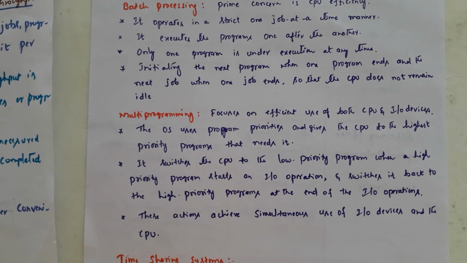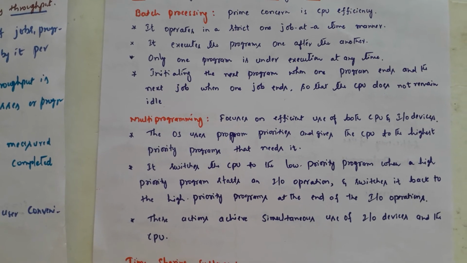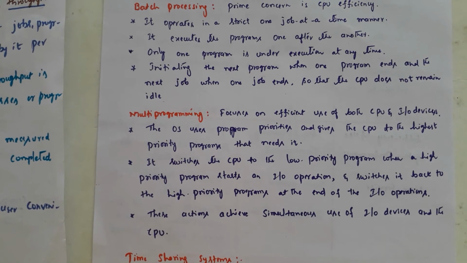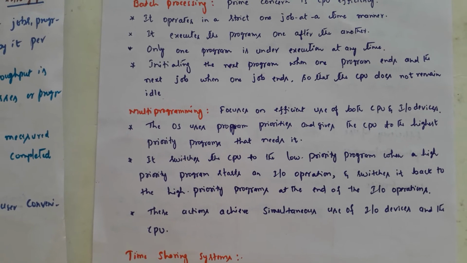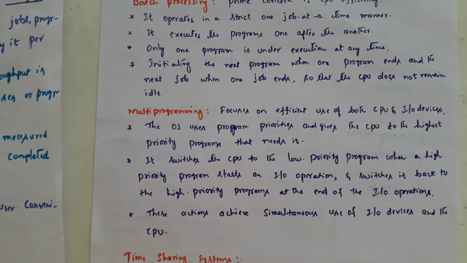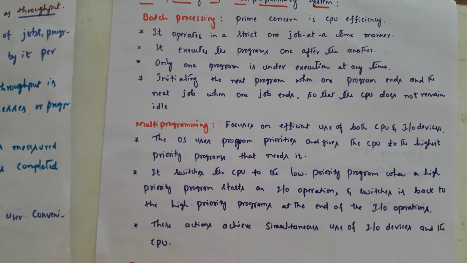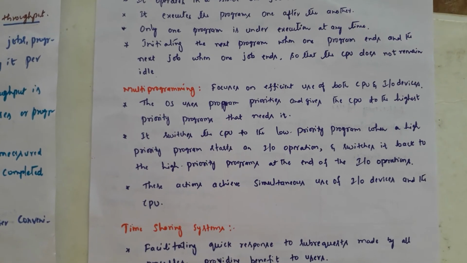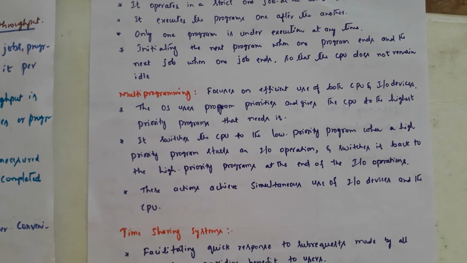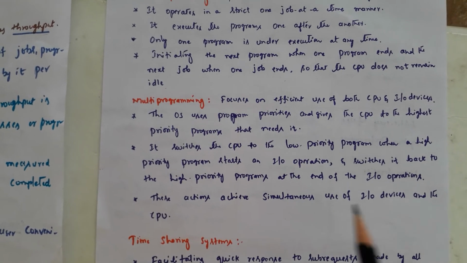The next kind of operating system we came across was multi-programming. The prime concern here was resource utilization. We just wanted to use all the available resources, like CPU, IO devices, and memory, simultaneously, where the CPU was assigned to the programs based on priority. You had higher priority programs and low priority programs, and the CPU would be assigned first to the higher priority programs.